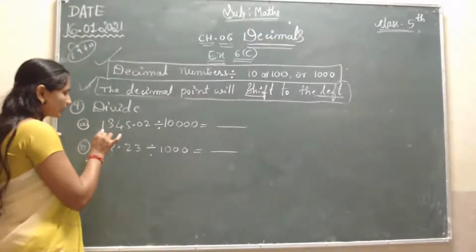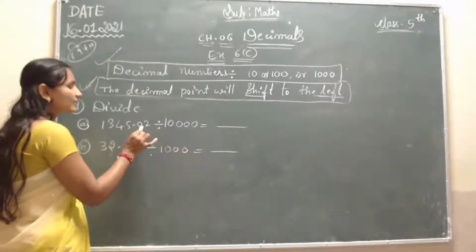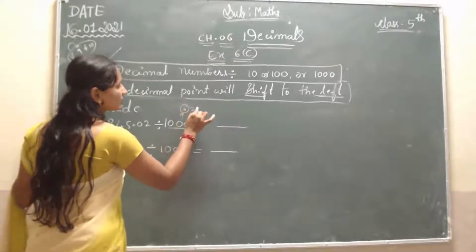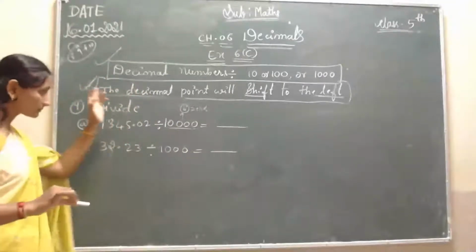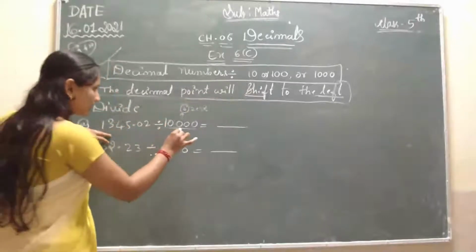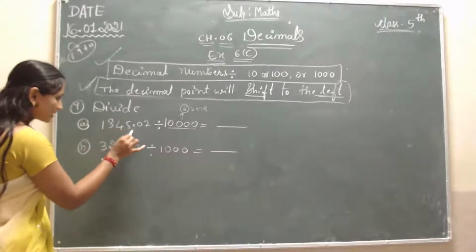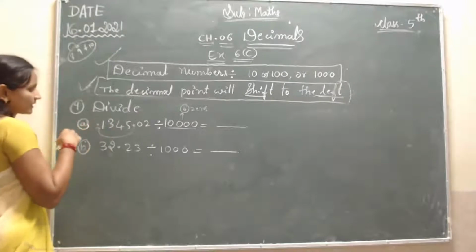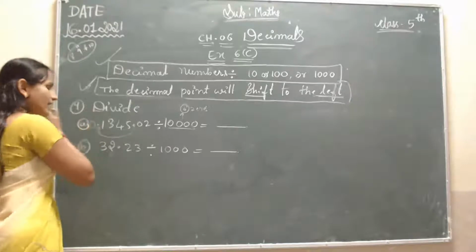Students, you know 1345.02. How many zeros are here? This is 4 zeros. You know that for a decimal number, the decimal point will be shifted to the left. Left means you see how many zeros: 4. So 1, 2, 3, 4 places, you have to shift the point. Before the point, if no number is given, you have to write 0.